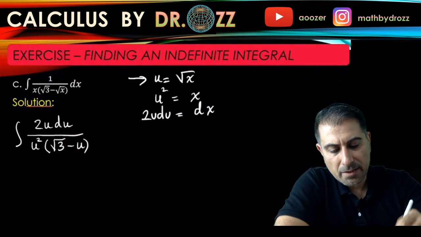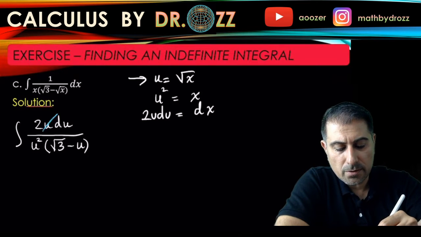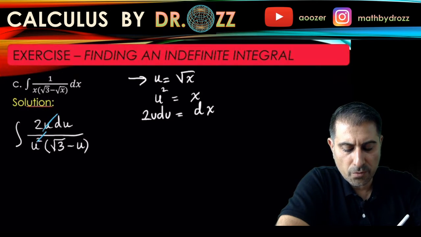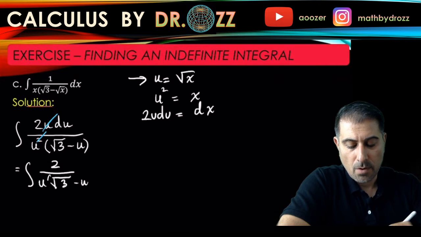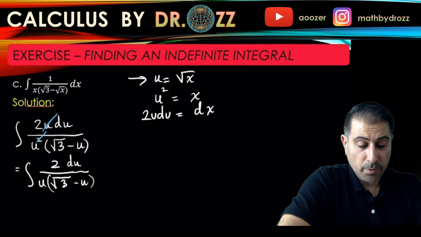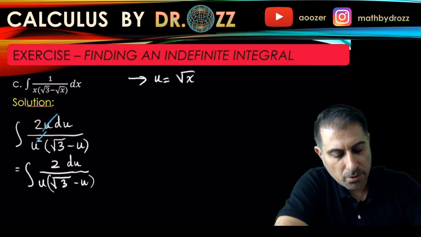And this time we have a cancellation, so this u is going to cancel this power here. So this integral is written as 2 over u radical 3 minus u, and then we have a du here. So this is a partial fraction question. Let me just get rid of those. We don't need them anymore. All I need is this substitution here.